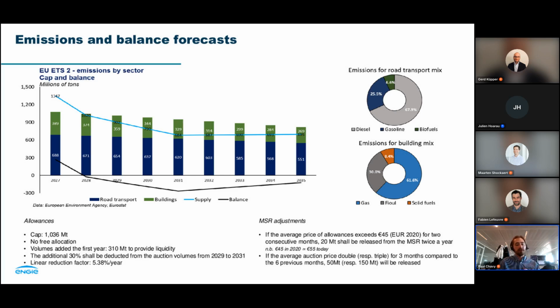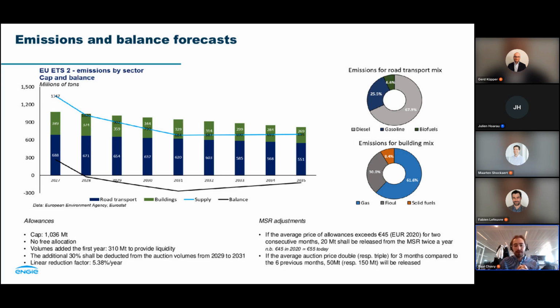However, an additional 310 million tons, so 30% of the cap, will be introduced in 2027 to ensure market liquidity. This means that at the very beginning of the market, there will be relatively few constraints, with more allowances than immediate demand. However, from 2029 to 2031, the market balance will shift completely, as the 30% provided in 2027 will be deducted from auction volumes during this period, effectively tightening supply. And additionally, the linear reduction factor will gradually decrease the total cap.